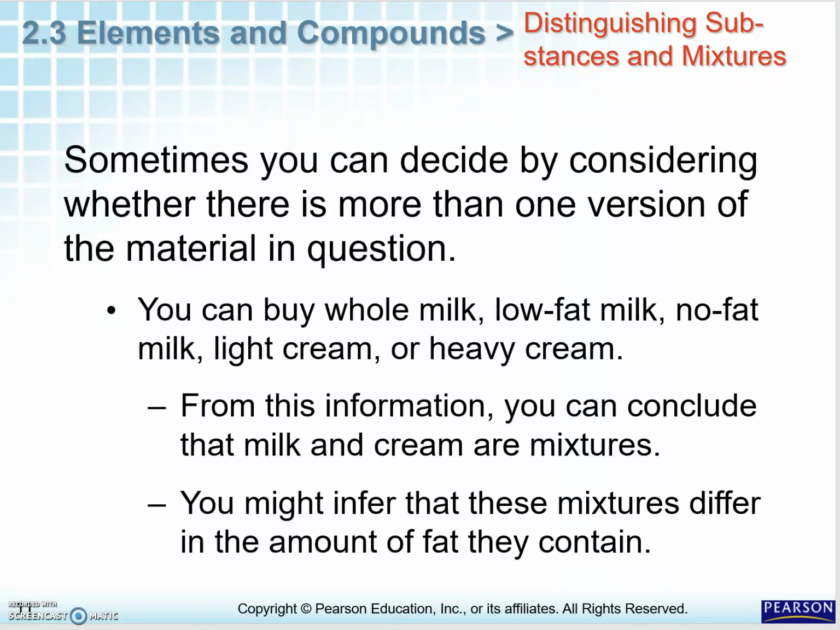You can look and see if there's more than one version. You can look and see if there's more than one phase, such as in milk. You can buy whole milk, low-fat milk, no-fat milk, light cream, heavy cream. All of these come from the same location, and since there are multiple versions of the exact same thing, you can conclude that milk and cream are definitely mixtures. You might infer that they are different amounts of fat based on their names and the different versions available. However, again, you can't be very certain about the composition without doing some chemical analysis.